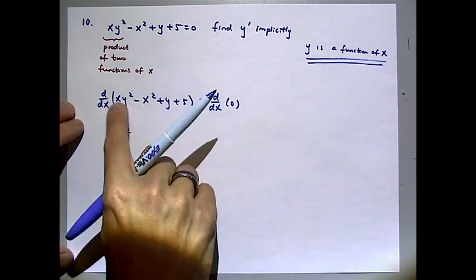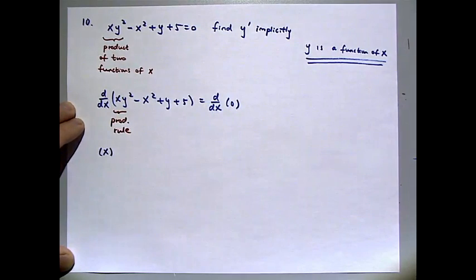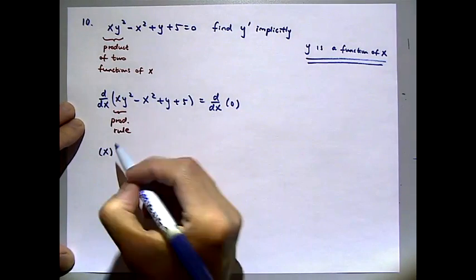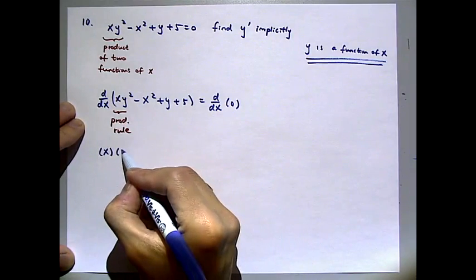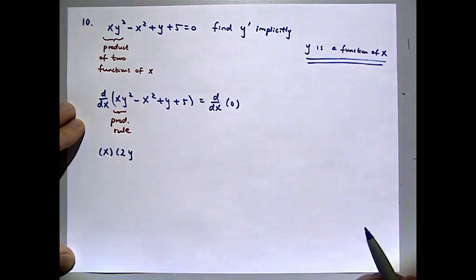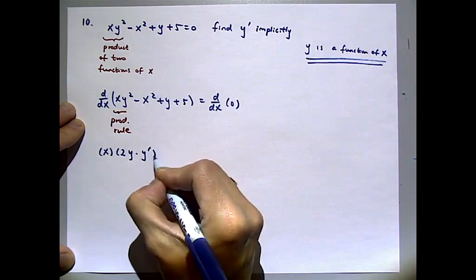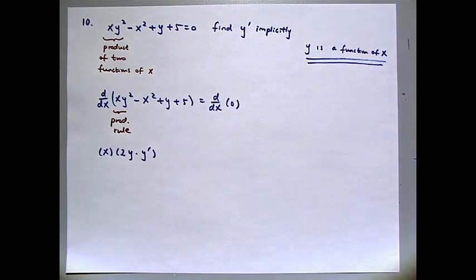Okay, so we get first times derivative of the second. The second is y squared. We use the chain rule here, bring the 2 down, reduce the power by 1. And then y is a function of x, so by the chain rule, we need to multiply by its derivative.